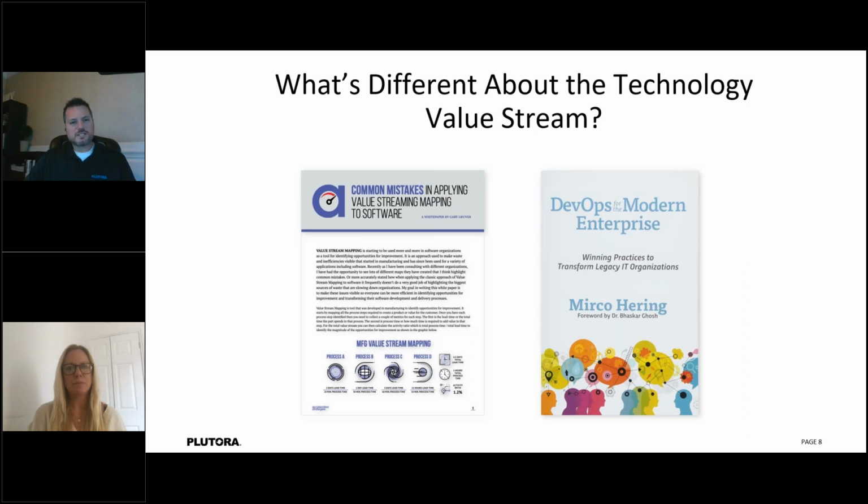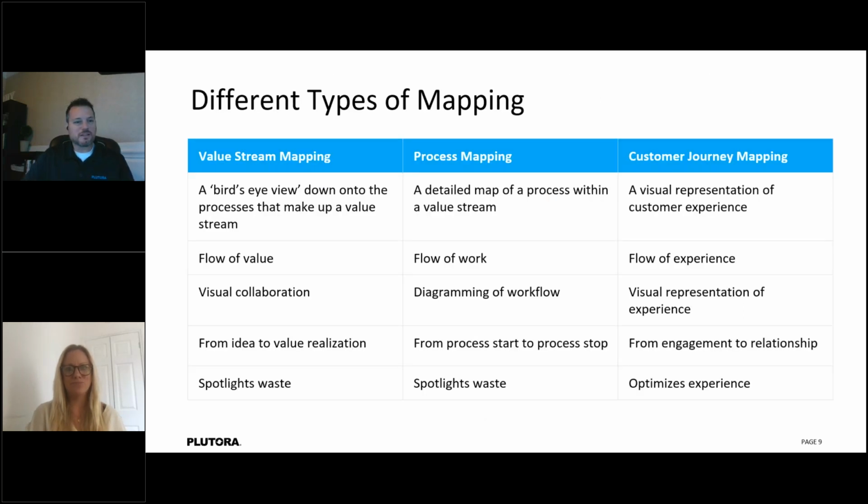Yeah. And one of the things that we had talked about is that there's not just one kind of mapping, that there are different kinds of mappings to look at when you're going down this path. Tell us about that. I think this is very complicated for teams that are new to these sorts of concepts to grapple with. Quite often I'll start a conversation with somebody and realize they're talking about an entirely different sort of mapping. So this table really helps us understand broadly the differences between value stream, process, and customer journey mapping. Our value stream map is a really high level, helicopter or bird's eye view down onto the processes or steps or activities that make up a value stream. And a value stream is anything that delivers a product or a service.